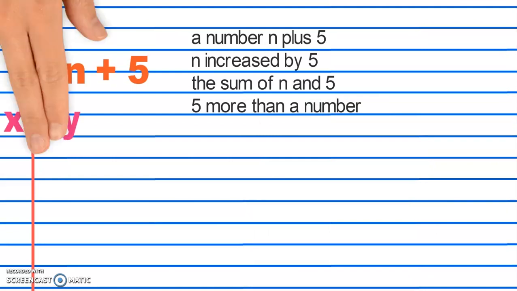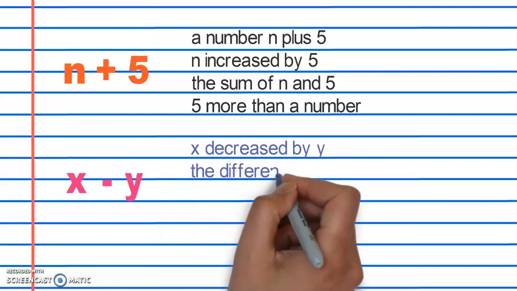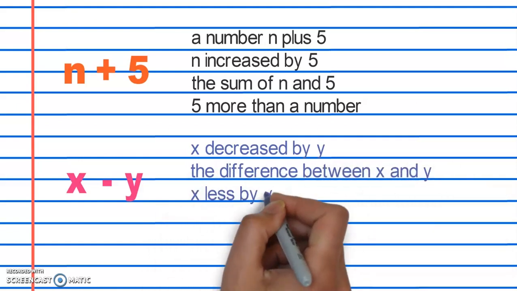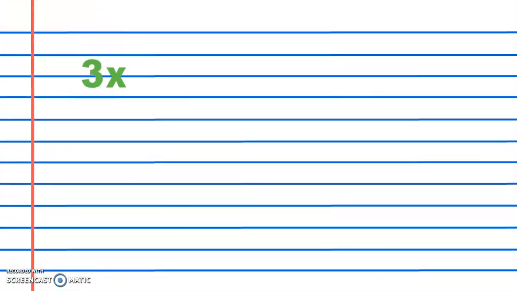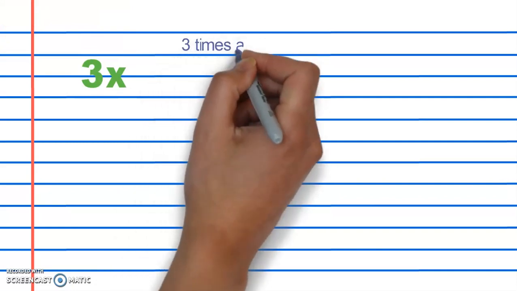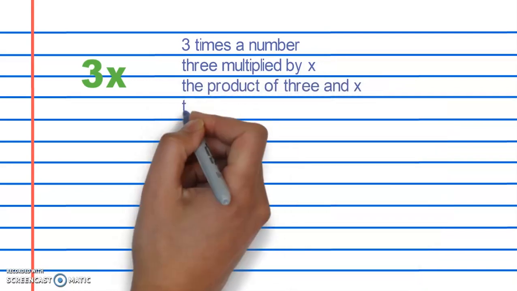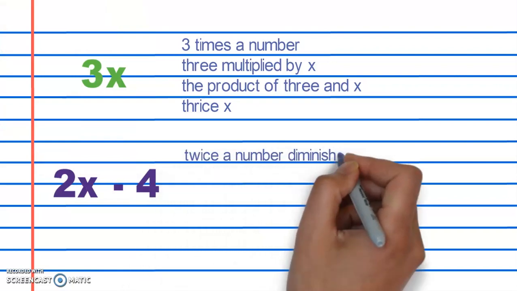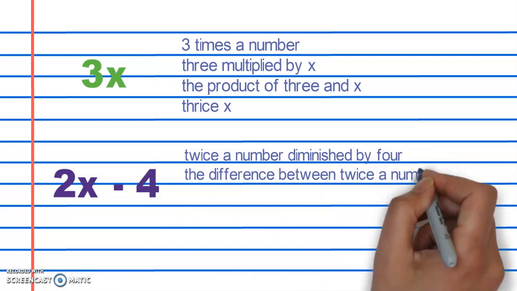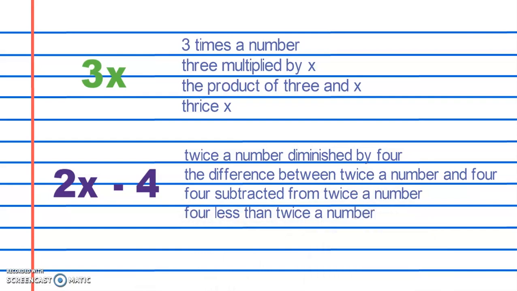Let us have another example, x minus y. It can be translated to x decreased by y, the difference between x and y, x less by y, and y less than x. Let us have a third example. It can be translated to 3 times a number, 3 multiplied by x, the product of 3 and x, and thrice x. Let us have a fourth example. 2x minus 4. It can be written as twice a number diminished by 4, the difference between twice a number and 4, 4 subtracted from twice a number, and 4 less than twice a number.